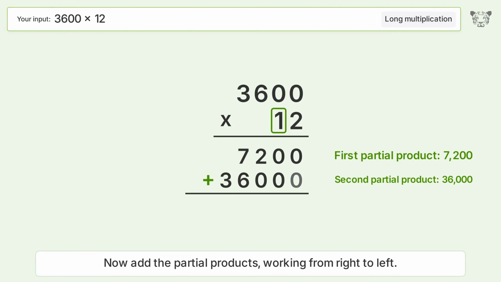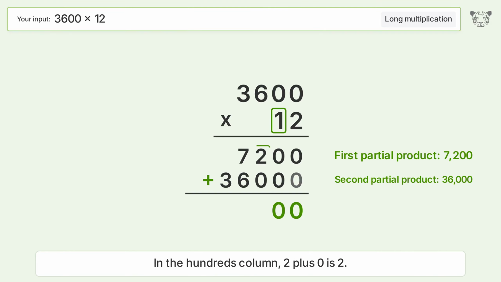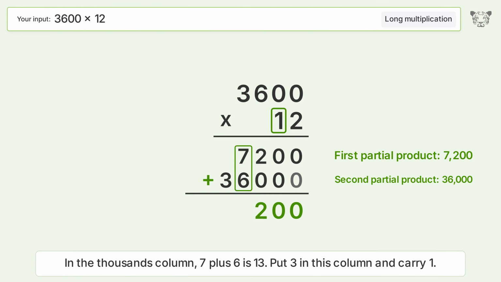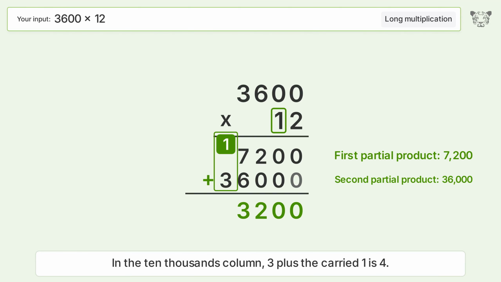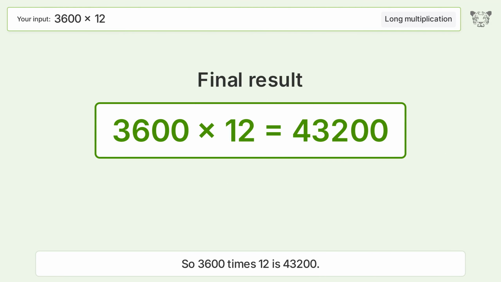Now add the partial products, working from right to left. The ones and tens columns each add to 0. Move right to left, 1 column at a time. In the hundreds column, 2 plus 0 is 2. In the thousands column, 7 plus 6 is 13. Put 3 in this column and carry 1. In the 10,000s column, 3 plus the carried 1 is 4. The product of the whole numbers is 43,200. So 3,600 times 12 is 43,200.